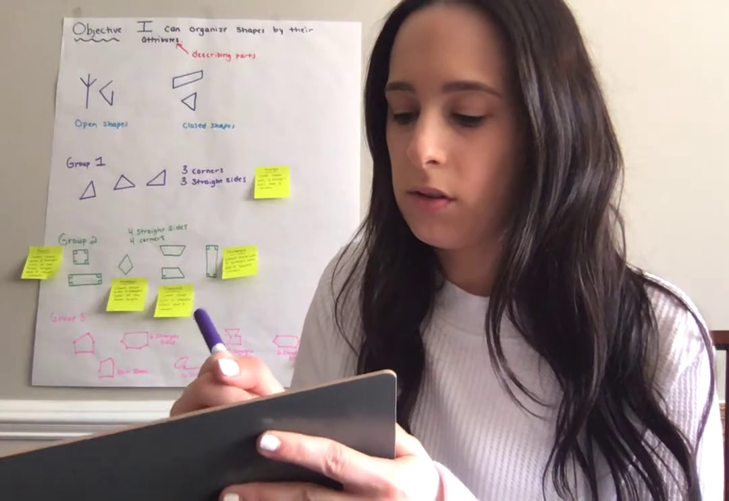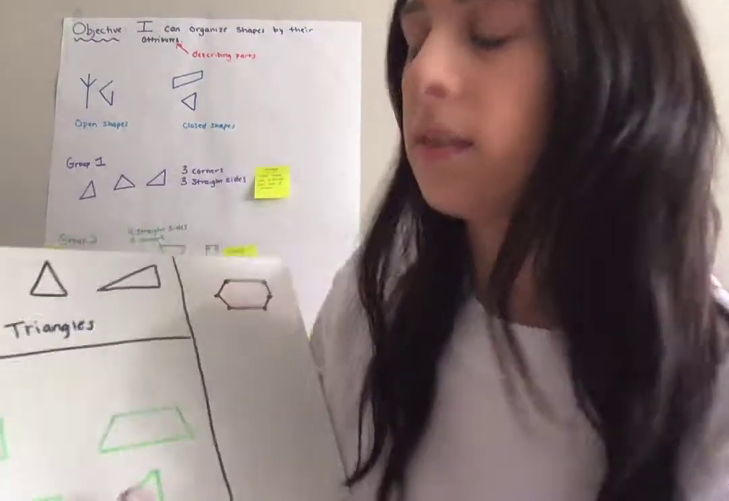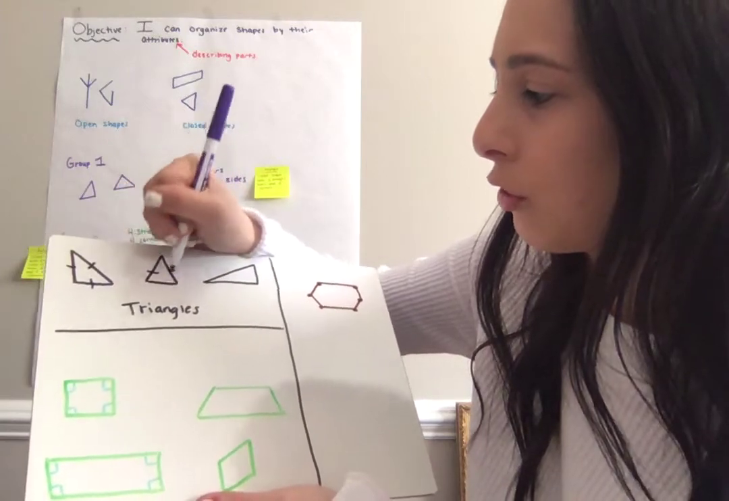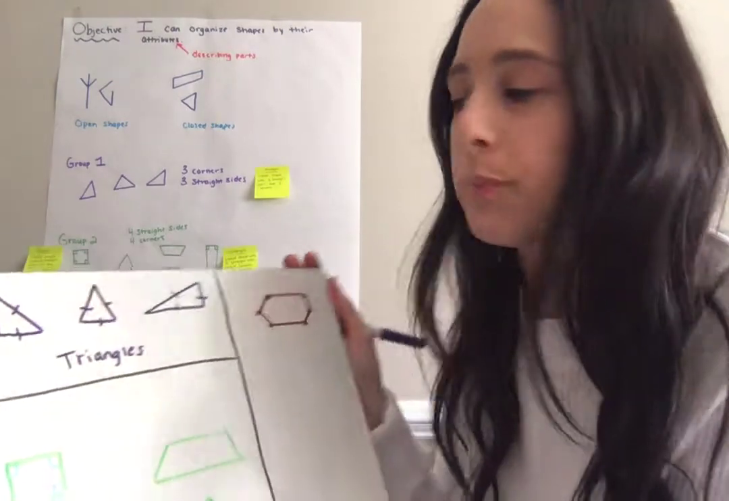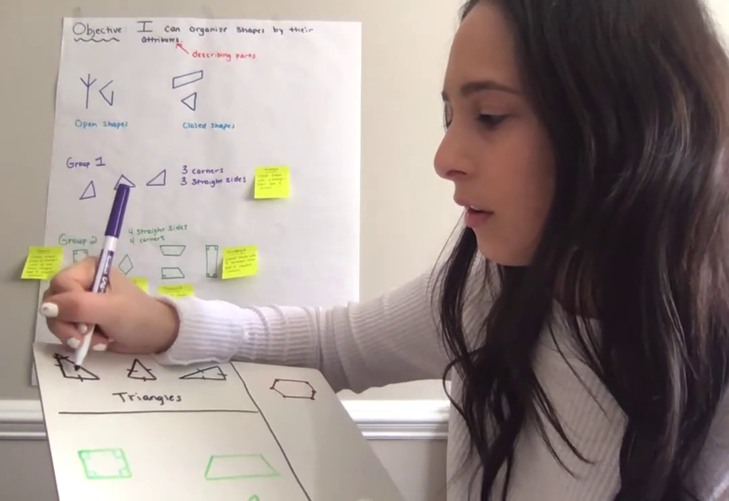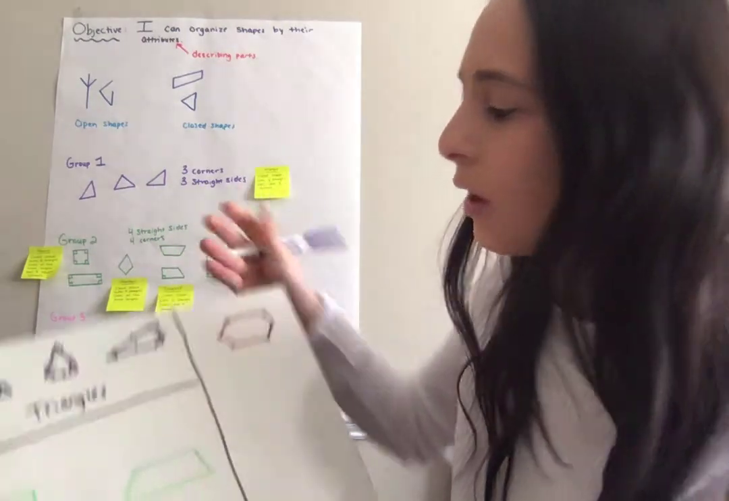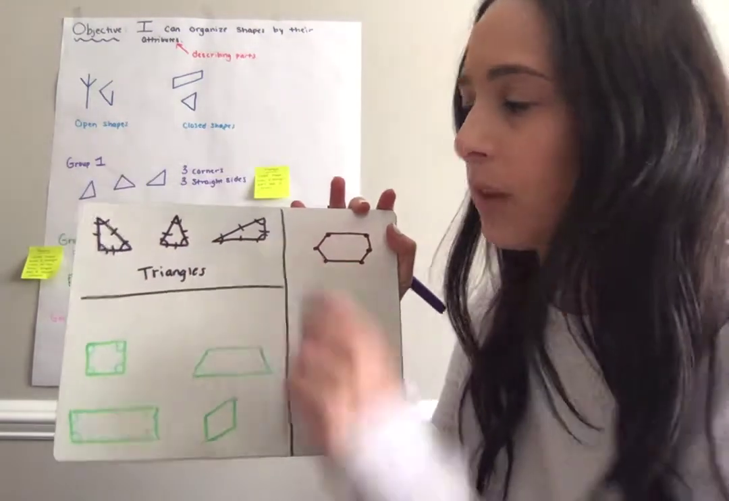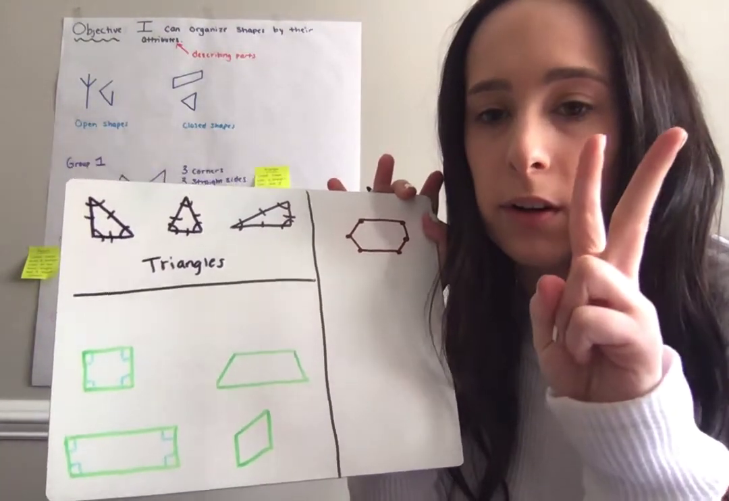Up here, we have our triangles. I'm going to label it triangles because we can see they have 1, 2, 3, 1, 2, 3, 1, 2, 3 straight sides. They also have 3 corners. So all of my triangles up here have those 2 attributes, 3 straight sides and 3 corners.